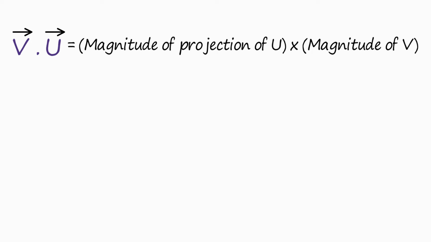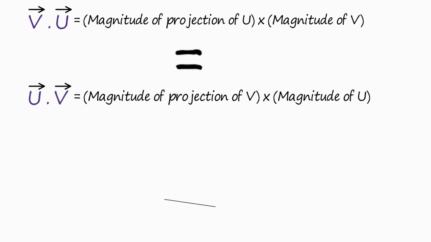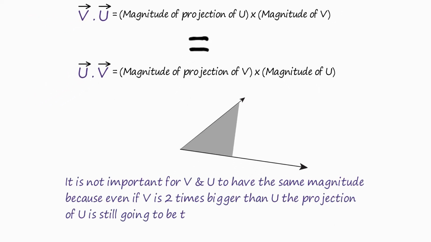Because it would make sense that the amount of U being projected on V will be the same as the amount of V being projected on U, as long as they have the same magnitude. But this is not what's interesting. It doesn't matter how different the magnitudes are, the result is still going to be the same.